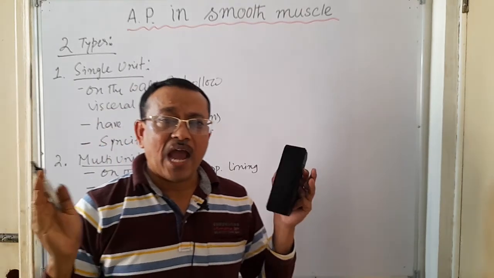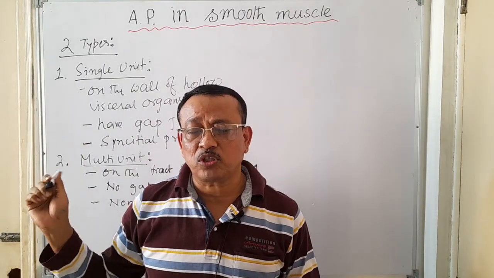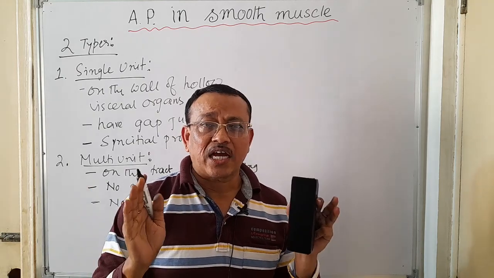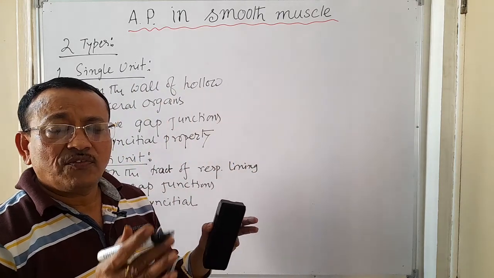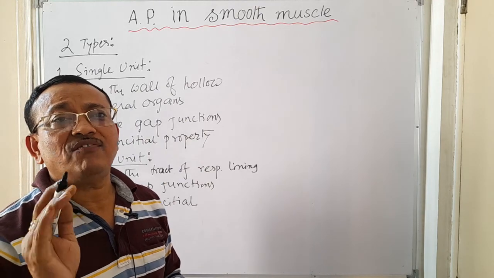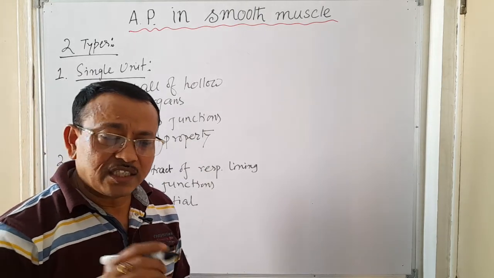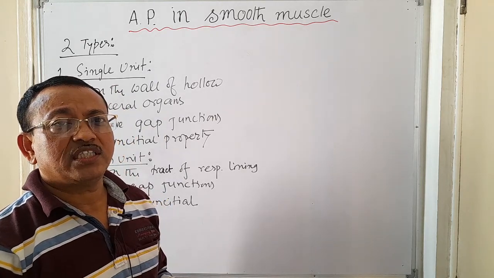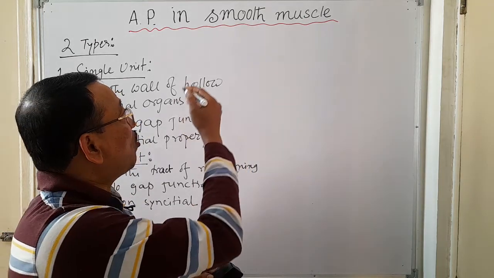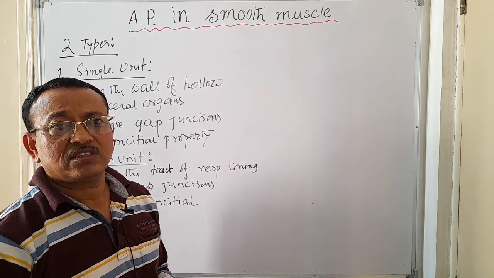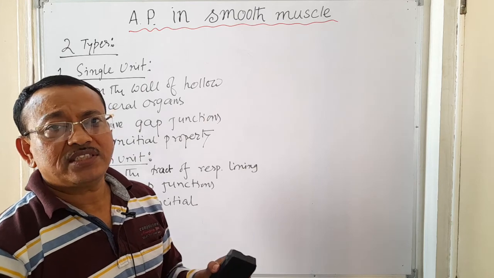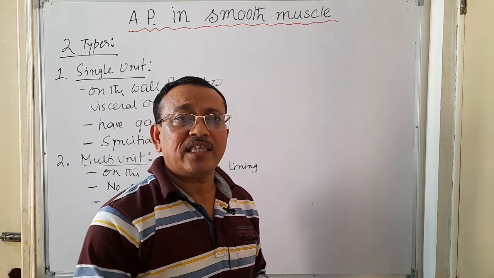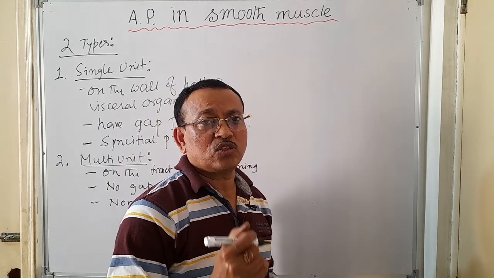But the action potential in these smooth muscles is not the same, it varies. That means action potential in the different types of smooth muscles varies differently. So in this video, I will discuss all types of action potentials that can be seen in all types of smooth muscles one by one. So please keep watching this video till the end to get a clear concept regarding these topics.